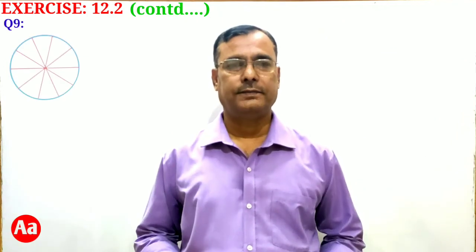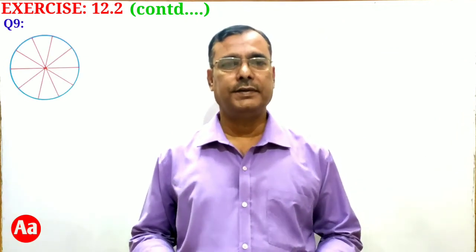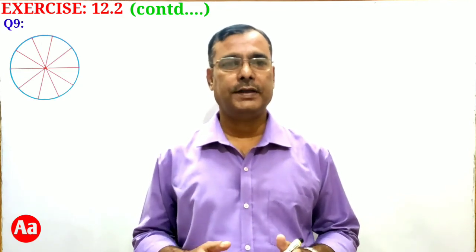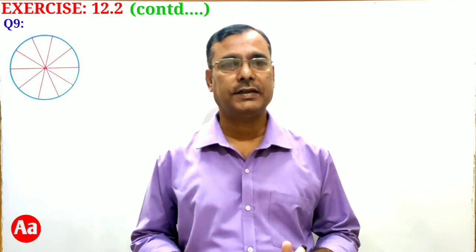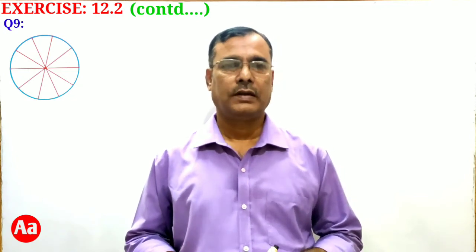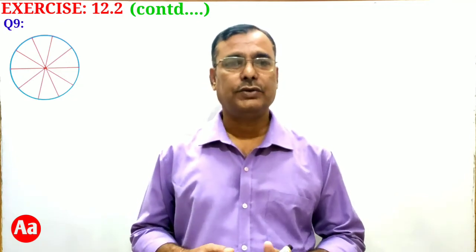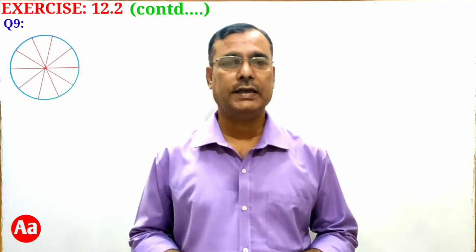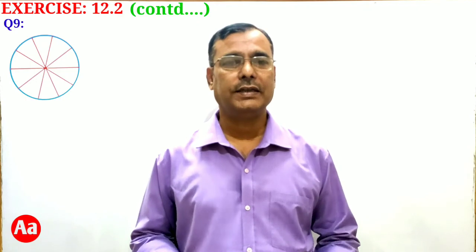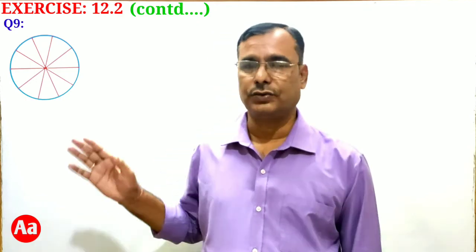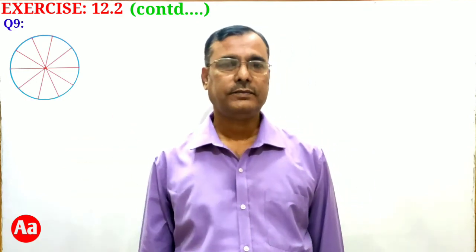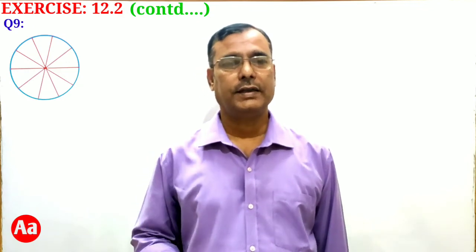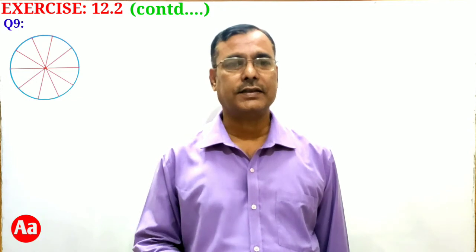Question number 9. A brooch is made with a silver wire in the form of a circle with diameter 35 millimeter. The wire is also used in making 5 diameters which divide the circle into 10 equal sectors as shown in this figure. Find the total length of the silver wire required and area of each sector of the brooch.